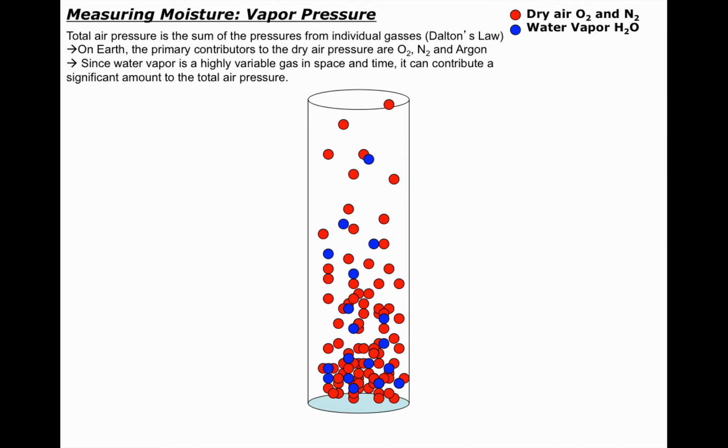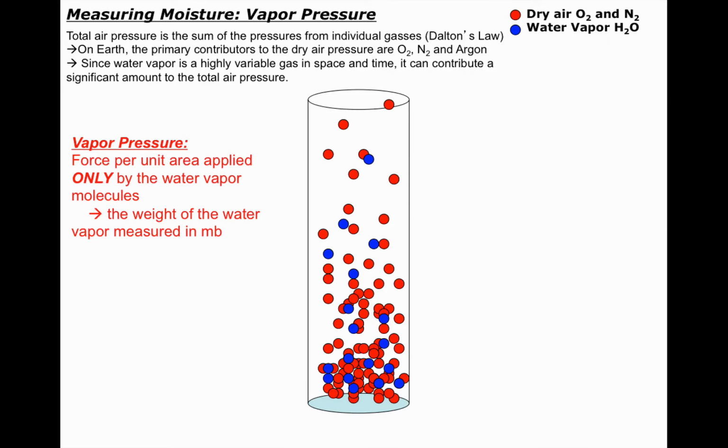So let's talk about measuring this important quantity called vapor pressure. Now we've already learned about pressure. We know that pressure is basically the collision force of the air in the atmosphere. It's pushing, okay? We're trying to now separate out the collision force, the pressure, the partial pressure of water vapor. And we're going to do that by coming up with this term called vapor pressure. It's the force per unit area applied only by the water vapor.